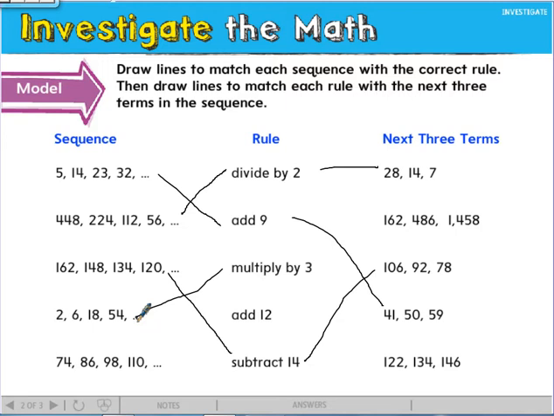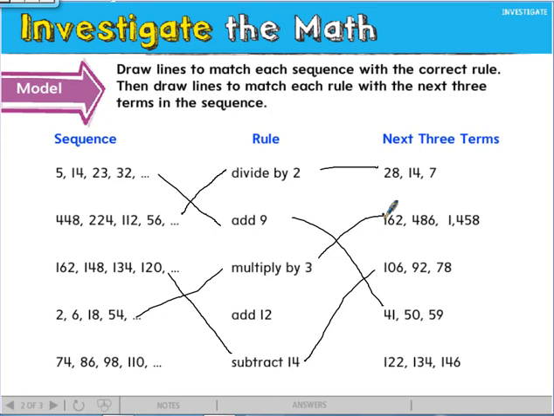What is 162 times 3? What's that? 486. Very good. And 486 times 3, just to wrap it up. Yes, sir, Miss Hess. 1,458. Yes. So, right there. Boom. Draw my line. All right, and so my last one is 74, 86, 98, 110.